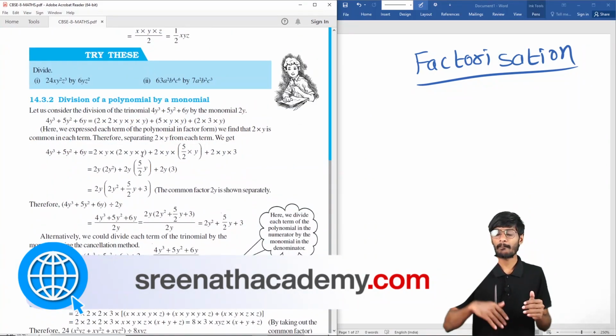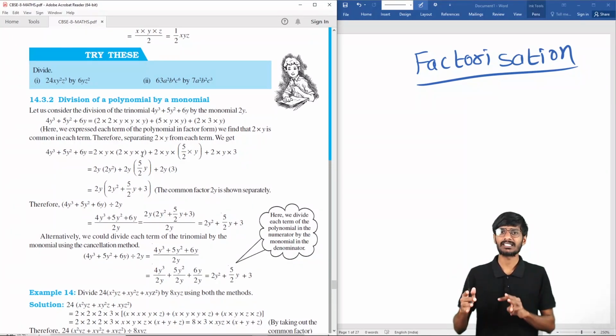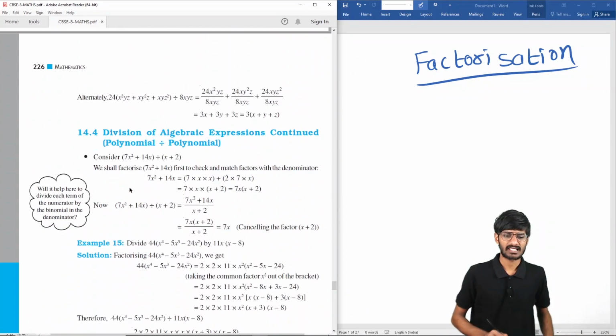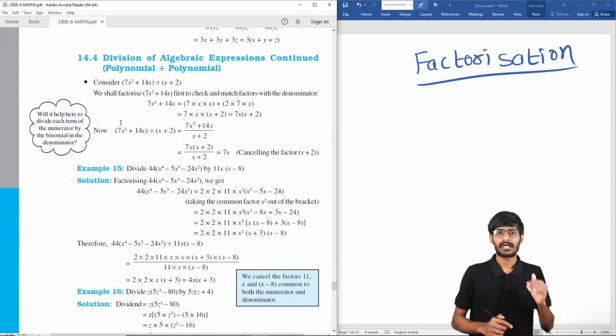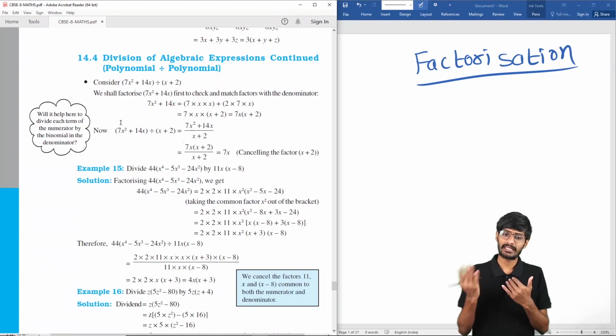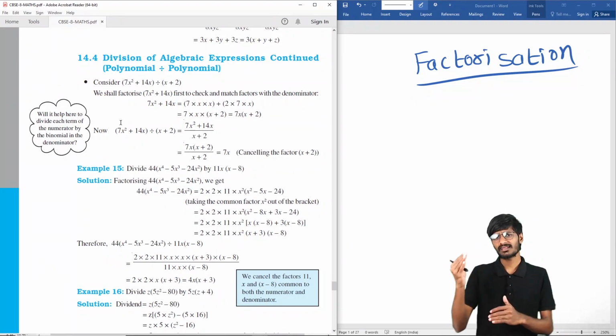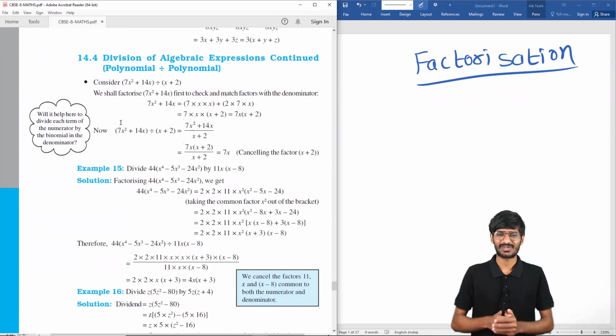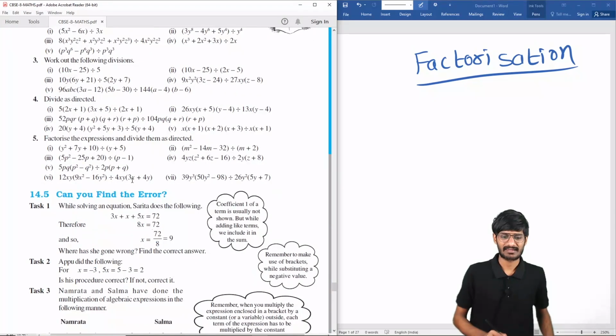How to divide a polynomial which contains three terms by a monomial which contains only one term, and we will take some examples. The next thing is how to divide a polynomial by a polynomial. In the numerator there is a polynomial, and in the denominator also there is a polynomial. How to do that task, and examples are there, we are going to discuss those.